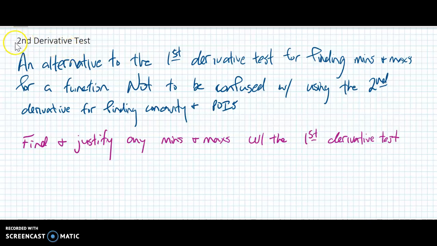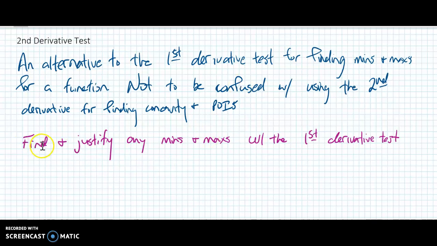Okay, so today we are going to talk about the second derivative test. It is an alternative to the first derivative test for finding mins and maxes for a function. It is not to be confused, and it sometimes is, with using the second derivative to find concavity and points of inflection. So it tells me about mins and maxes, whereas last week we worked on using the second derivative to find concavity and POIs.